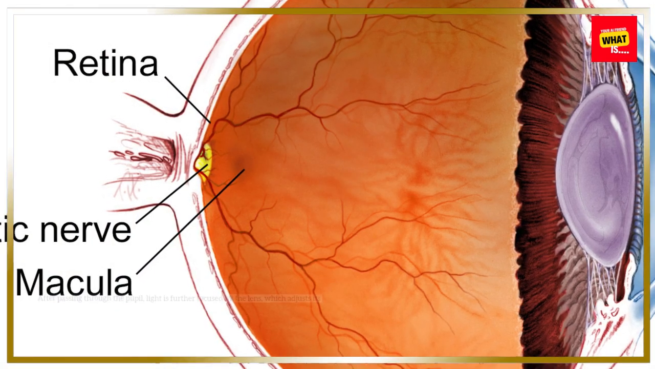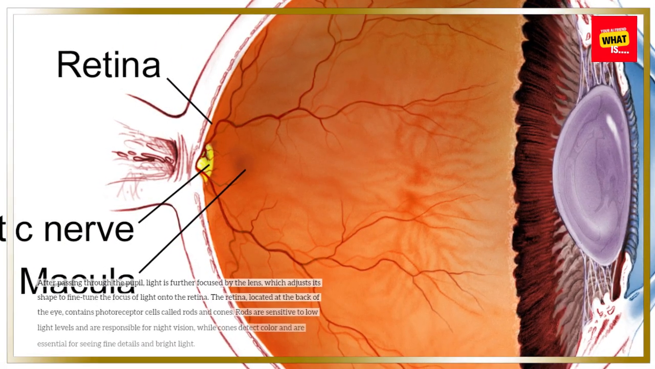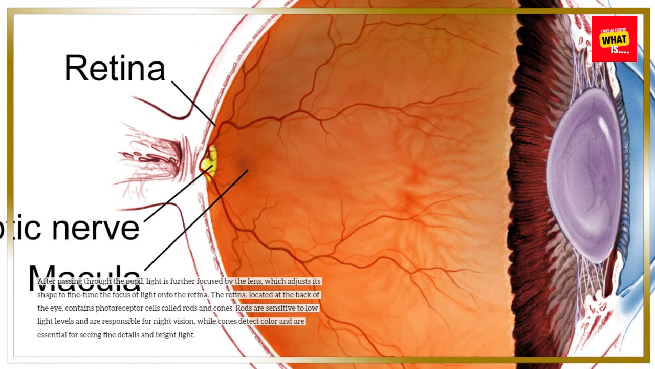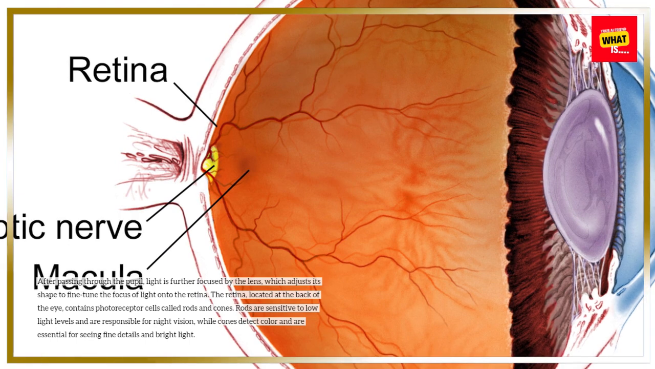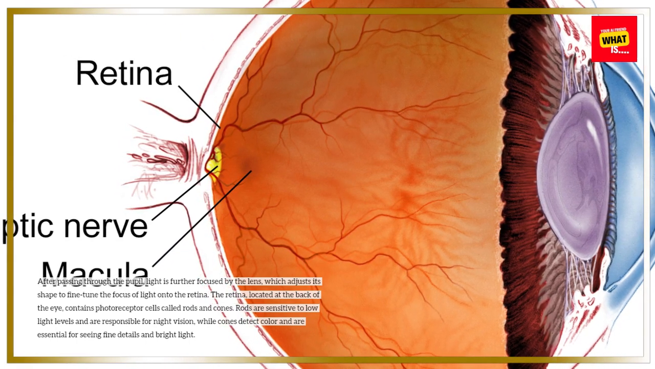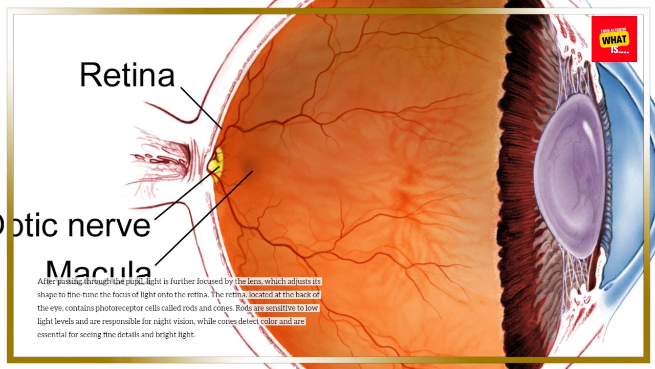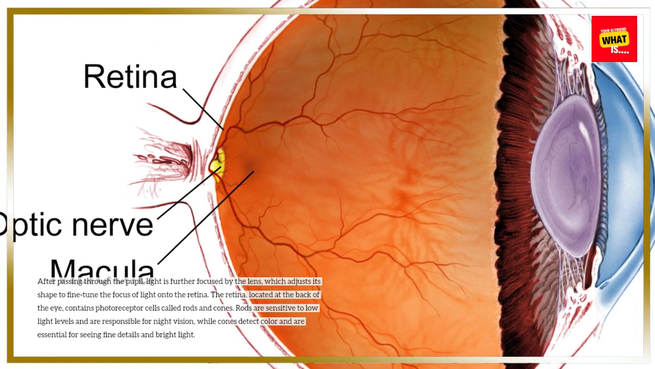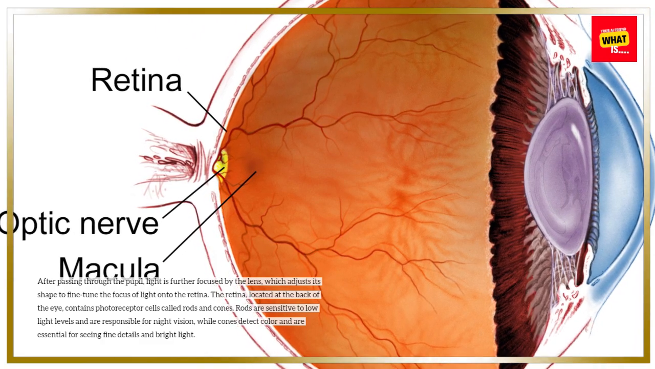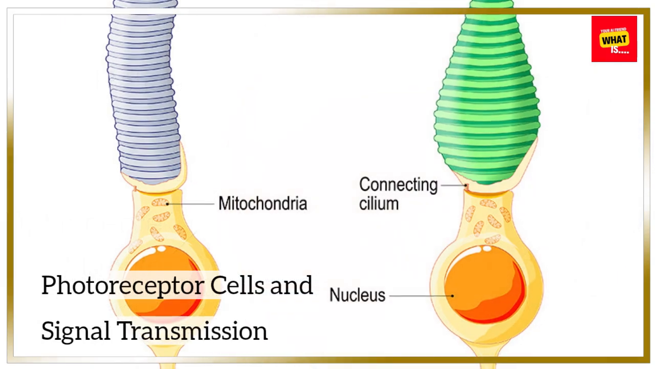Light focusing and image formation. After passing through the pupil, light is further focused by the lens, which adjusts its shape to fine-tune the focus of light onto the retina. The retina, located at the back of the eye, contains photoreceptor cells called rods and cones. Rods are sensitive to low light levels and are responsible for night vision, while cones detect color and are essential for seeing fine details and bright light.